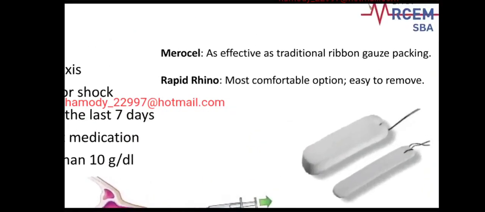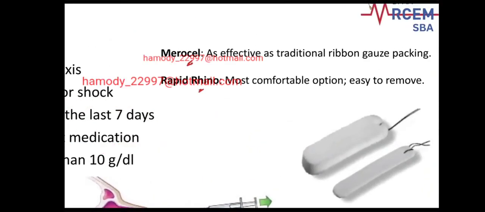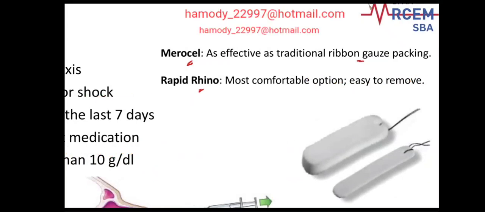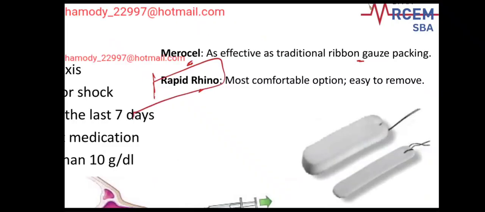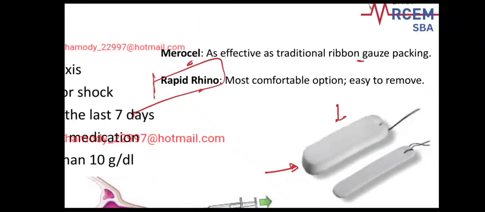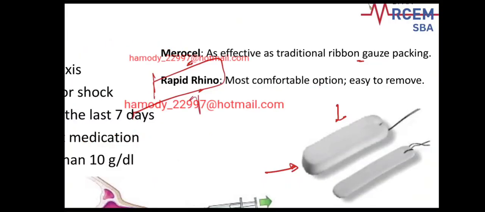There are two types, as I told you, a Merocel and there is a Rapid Rhino. Merocel is as good as traditional ribbon gauze packing. Okay, so this is good. But the best one is Rapid Rhino. So here what you're seeing is a Merocel. When you pour water here, it swells up and has a tampon effect. It is as good as a ribbon gauze packing. You can use it. But Rapid Rhino is the preferred one.